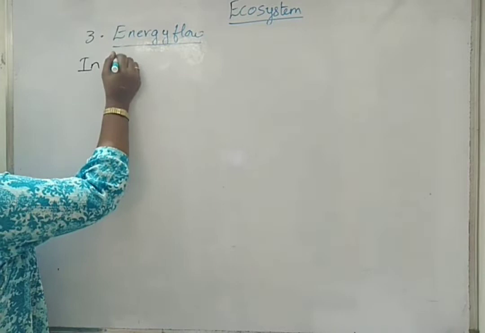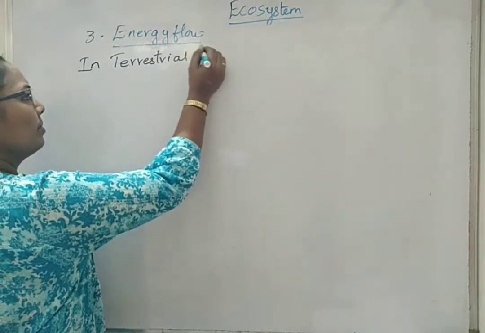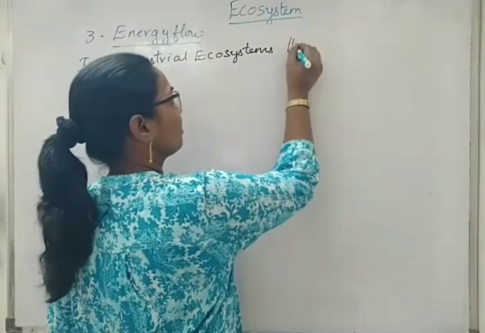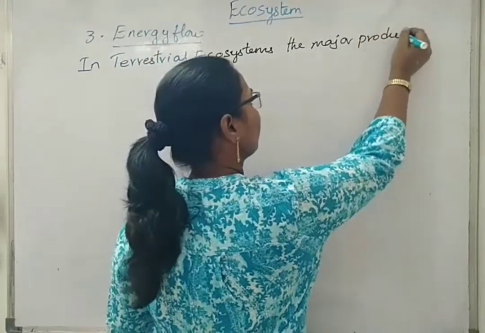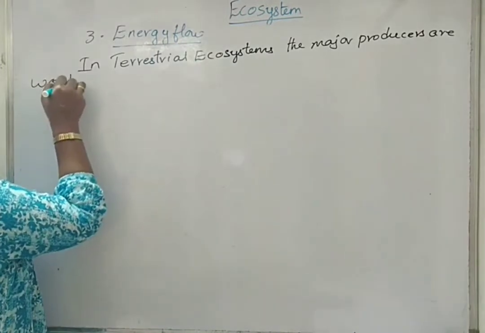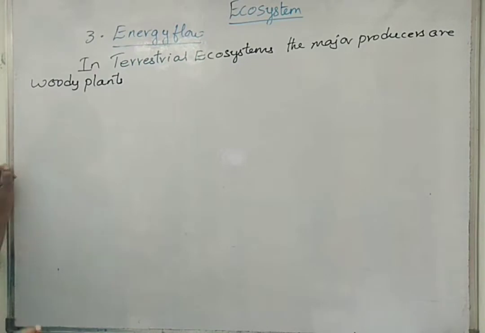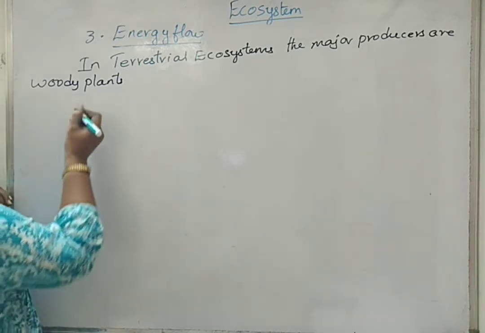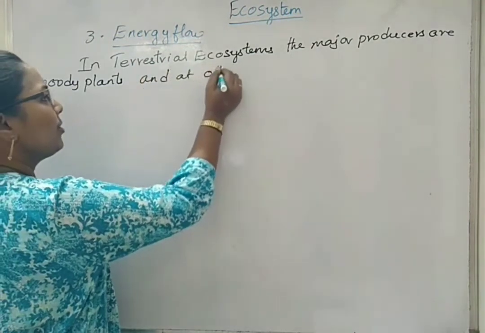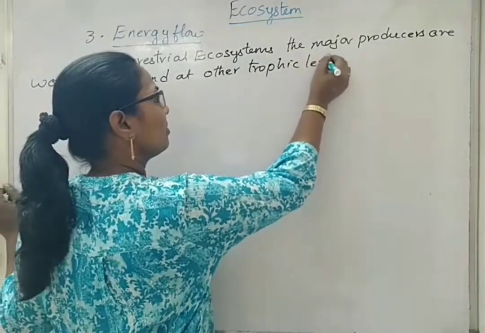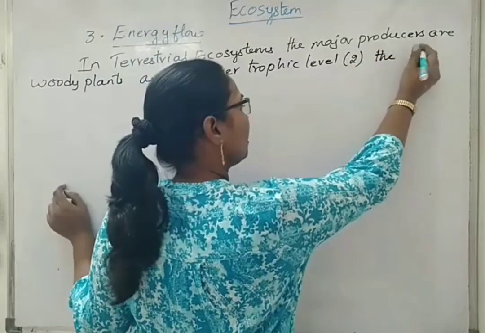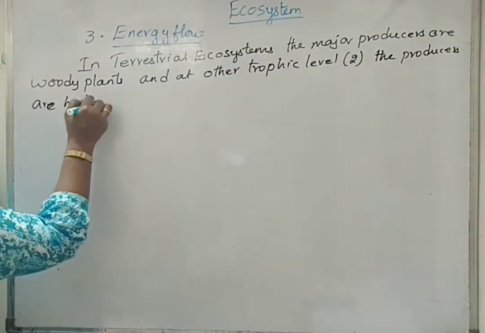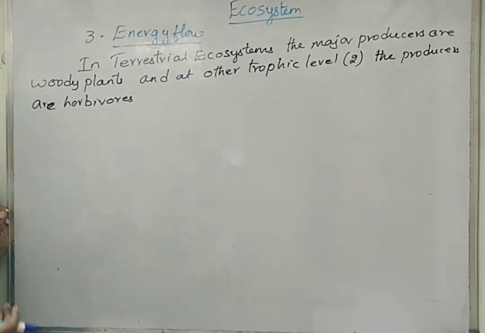In terrestrial ecosystems, we see the major producers as woody plants. In the same way, in case of terrestrial ecosystem, when we go to the other trophic level, the herbivores are considered. At the second trophic level, the consumers are herbivores, like the grazing animals, we can say the cows, sheep, etc.